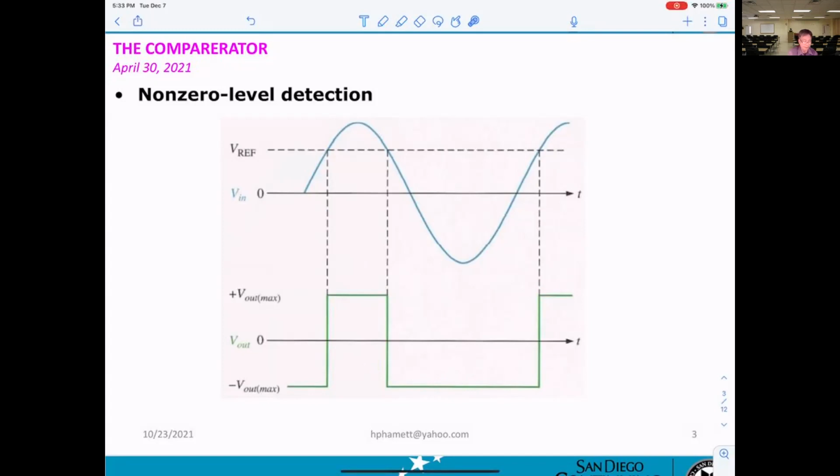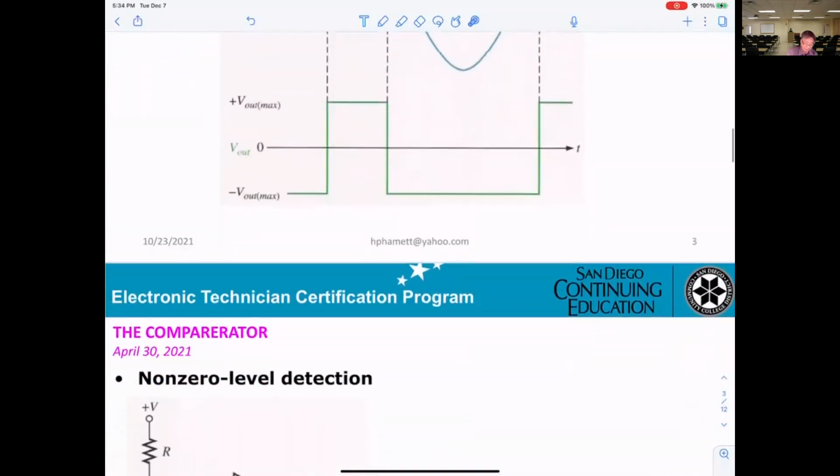When you're looking at this display, make sure you understand how you get the V out at the negative saturation or the positive saturation. Okay, any question? If not, we go here.